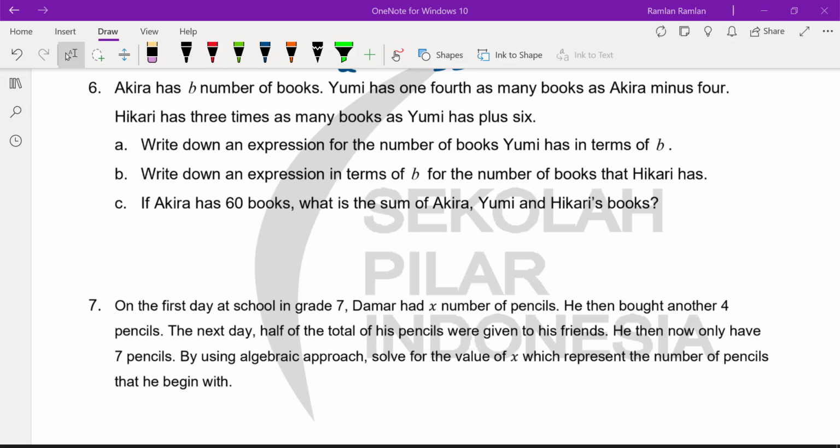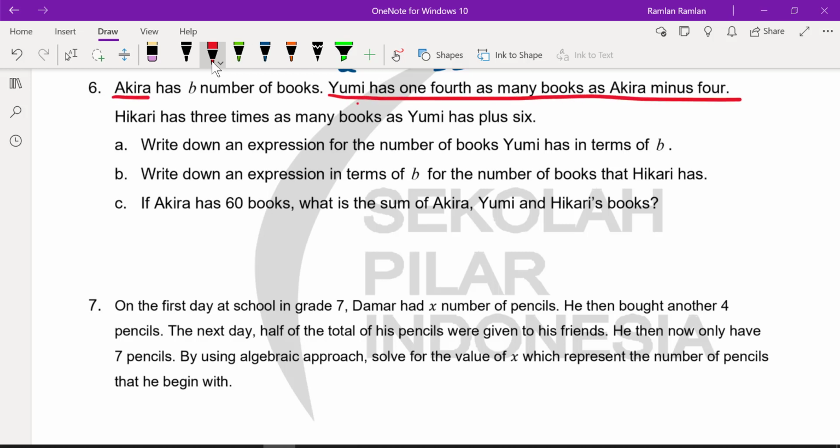Akira has B number of books. Yumi has 1/4 as many books as Akira, minus 4. Hikari has 3 times as many books as Yumi has, plus 6. Okay, now the first question: write down an expression for the number of books Yumi has in terms of B. Now you're going to focus here. Yumi has 1/4 as many books as Akira, minus 4.